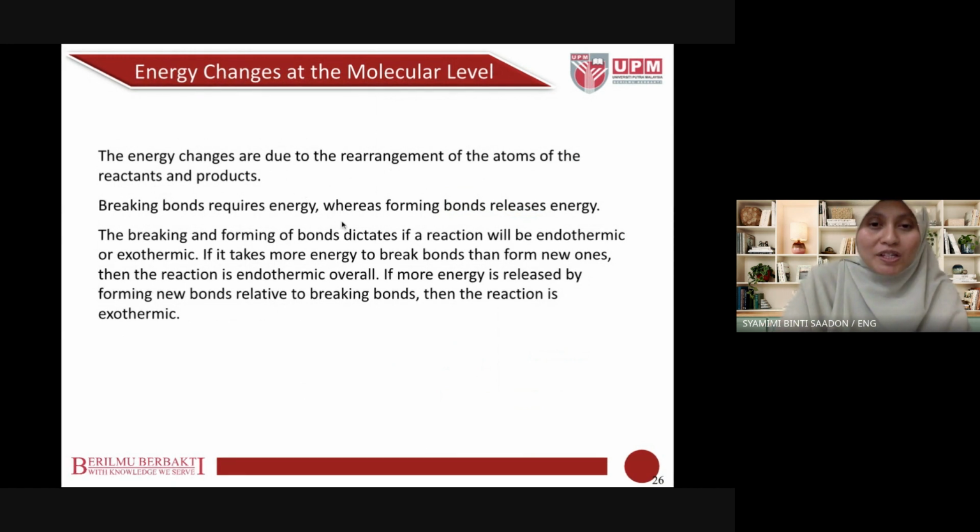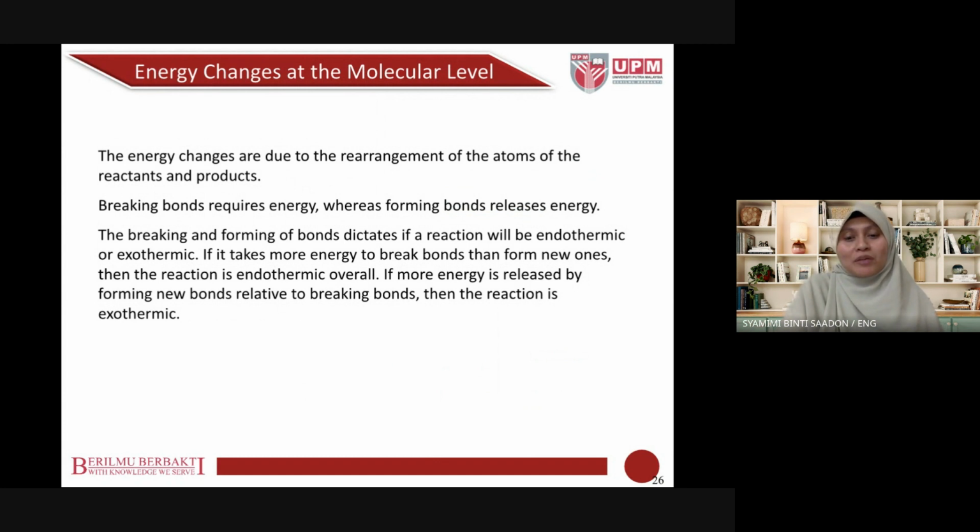Breaking bonds requires energy, whereas forming bonds releases energy. Usually this relates to the energy absorbed or energy released. The breaking and forming of bonds dictates if a reaction will be endothermic or exothermic. So from the breaking or the forming of bonds between atoms, we can predict whether the chemical reaction is endothermic or exothermic. If we break the bonds, we require energy to break the bonds. Usually it is from liquid to gas.